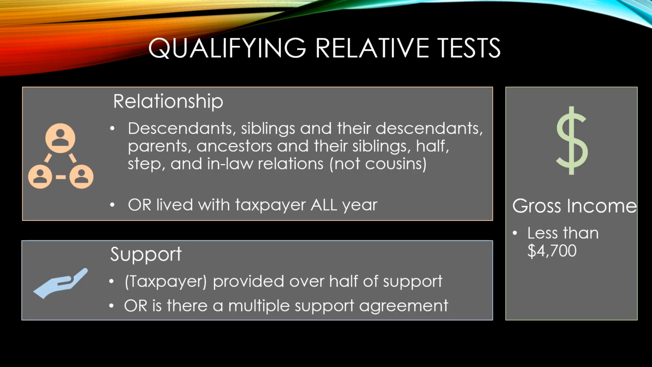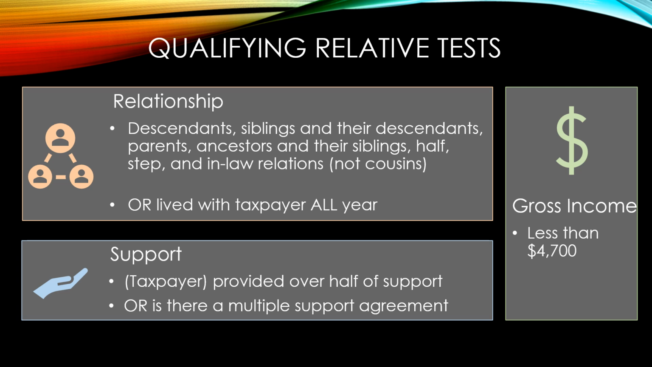So if we got through those 4 tests for a qualifying child and we determined that this potential dependent is not a qualifying child, then we move on to the qualifying relative tests. And there are 3 tests that we have: a relationship test, a gross income test, and then a support test. There are 2 ways that a potential dependent could qualify as a qualifying relative under the relationship test. They might have a specially recognized relationship to the taxpayer.